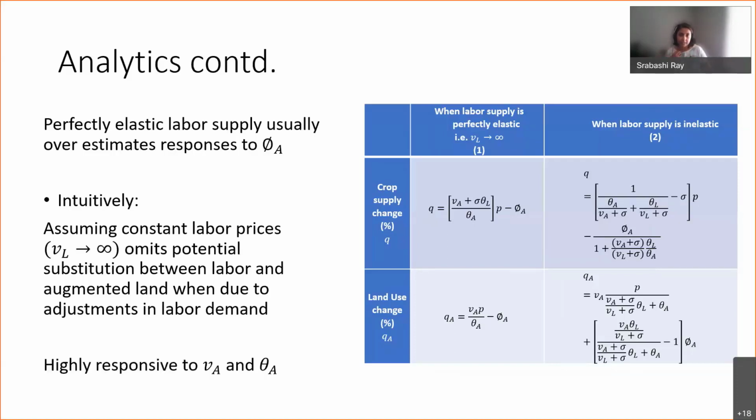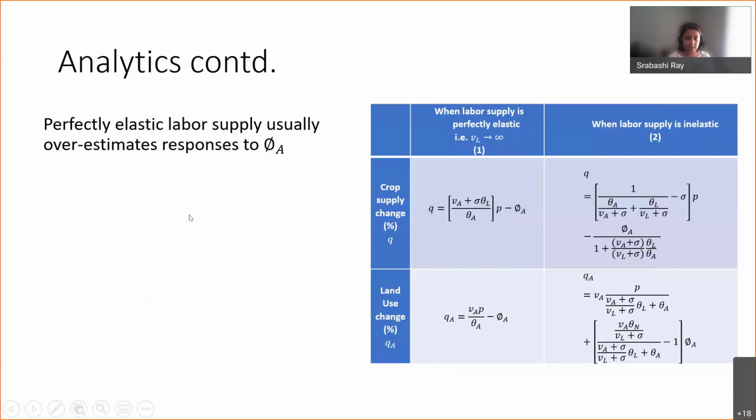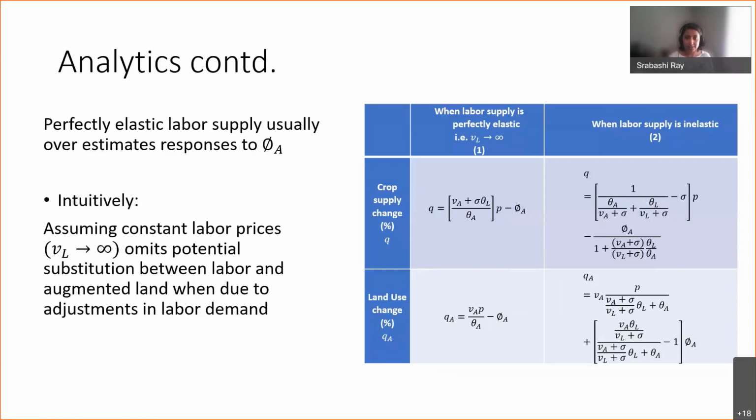Another thing I want to highlight in these equations is that if you look at the land use change equations in the second row, you can see that the substitution behavior does not show up in the first column, because the penalties for substitution between land and labor do not show up when labor is perfectly elastic. So sigma is absent from that column. In the second column, we do have the sigma parameter as well as both the labor supply and land supply elasticities, the ratio of which is important for the response to a conservation policy shock.